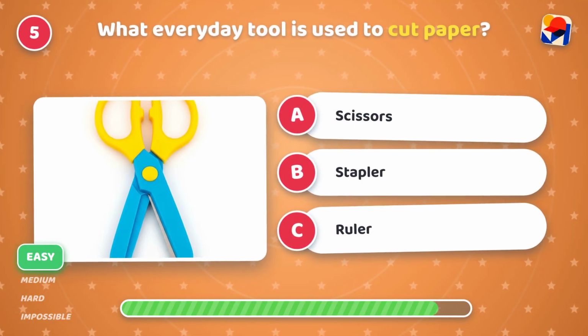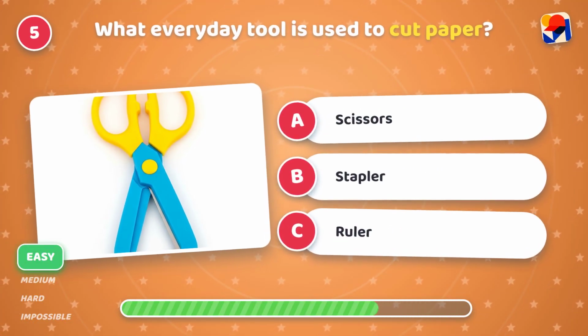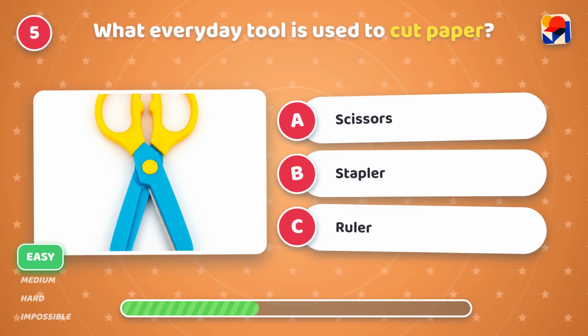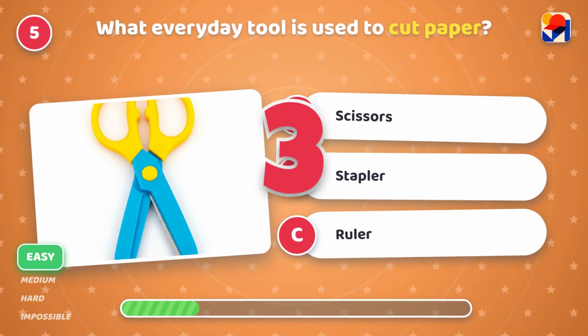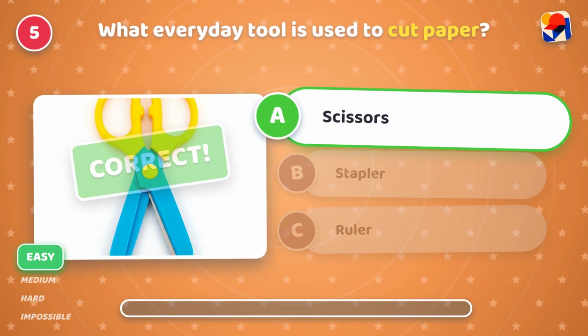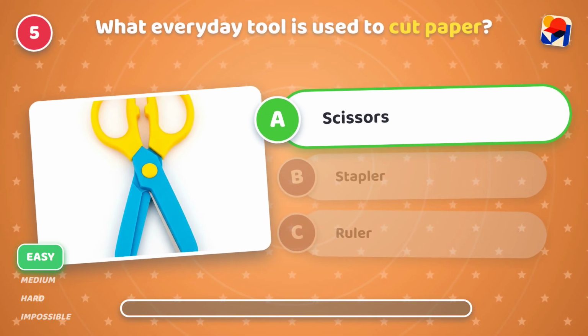What everyday tool is used to cut paper? Is it A, scissors, B, stapler, or C, ruler? It's A, scissors. They easily slice through paper.